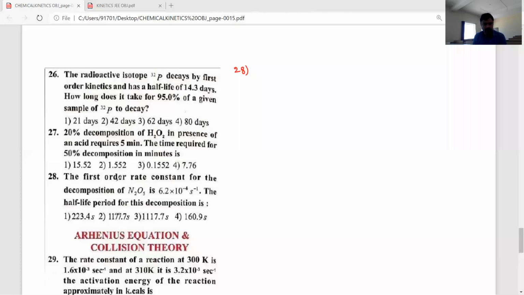Question 28, first you read. The first order rate constant for the decomposition of N2O5, K value they gave. Then the half-life period for the decomposition is. So, direct question. See the K, first order reaction, K is equal to 6.2 into 10 to the power of minus 4 second inverse. Okay, it's very clear. Now we have to find out its T half.